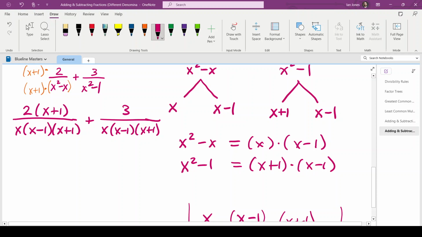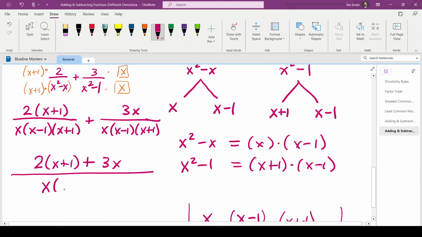What do I need to multiply the numerator and denominator both by here in order for this denominator to match this one here? Well, it already has x minus 1 and x plus 1. That's what multiplies together to make x squared minus 1. It's an x that is missing. So I'm going to multiply the numerator and denominator both by x, which means I actually have plus 3x there. Now, when I'm adding these fractions or rational expressions, the denominators match, so I just add the numerators. So my next line there is going to be 2 times x plus 1, plus 3x, over this entire denominator.